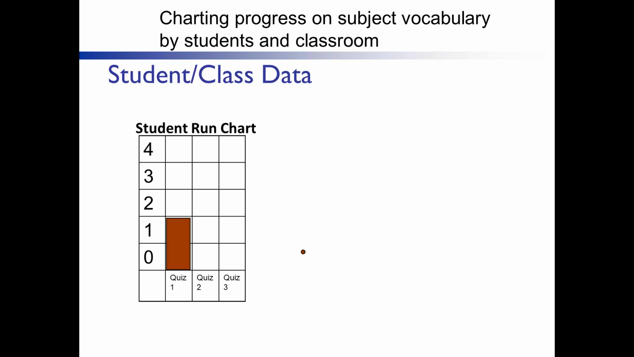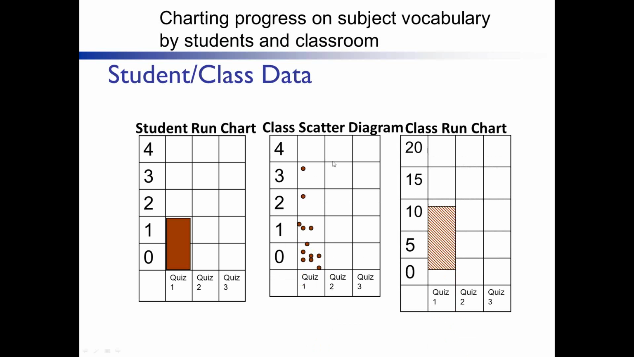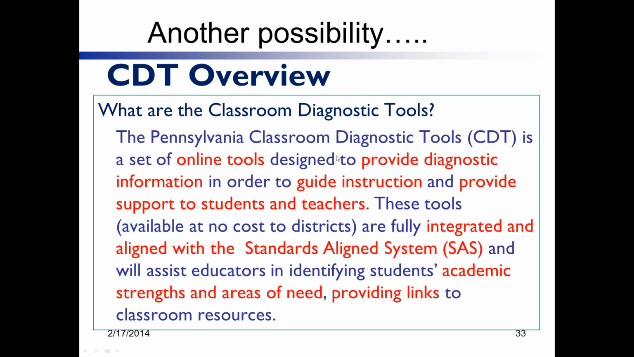Once you get information around vocabulary, you can look at the data in different ways. Student class, you can use a scatter plot of the class, or you can look at the class chart. Here's a way to graph the data. I'm going to let you guys review this.